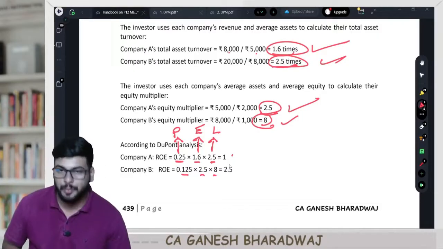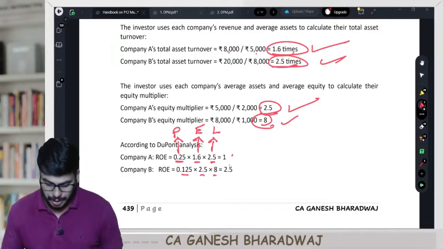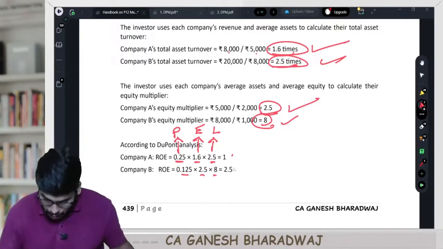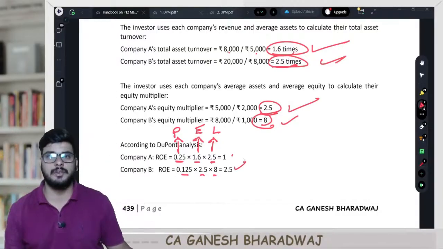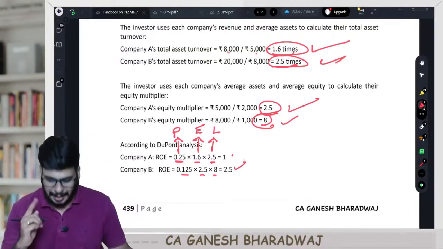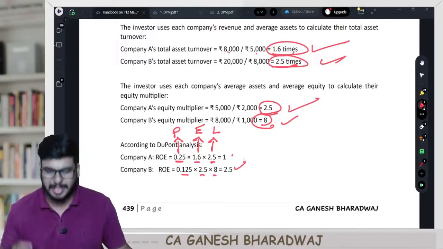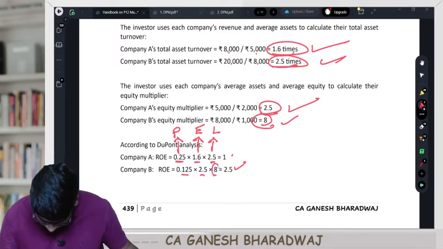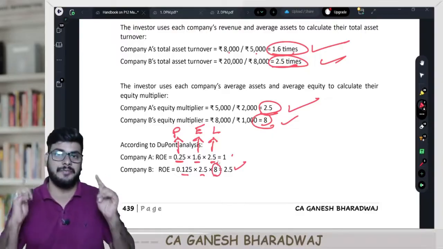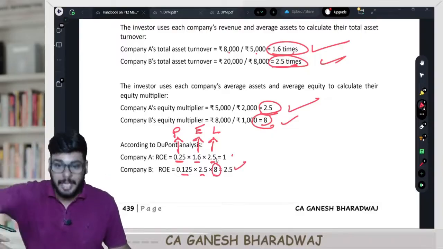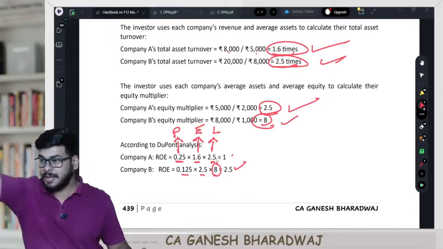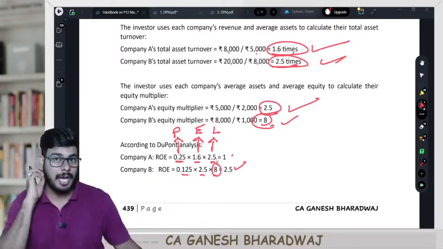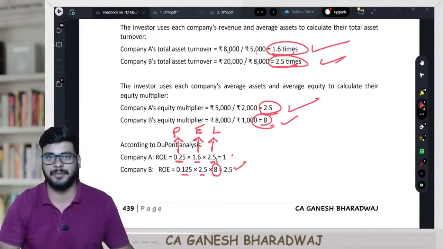Now you look at this. On the face value, company B reports a high return on equity, right? But why is company B reporting a high return on equity? Predominantly, it is because of the leverage effect. 8 times is the leverage effect. Because of the leverage effect, overall the return on equity appears to be high. This is just a temporary feature.